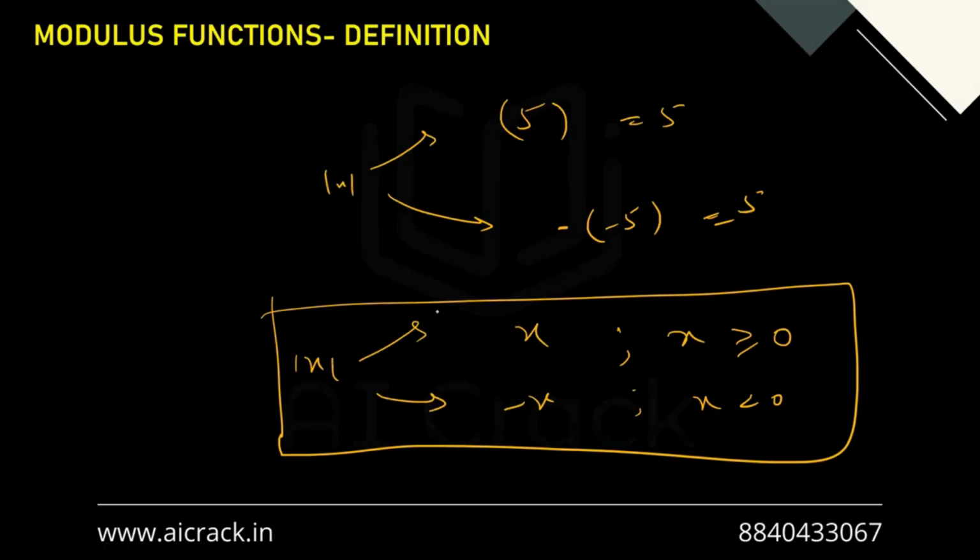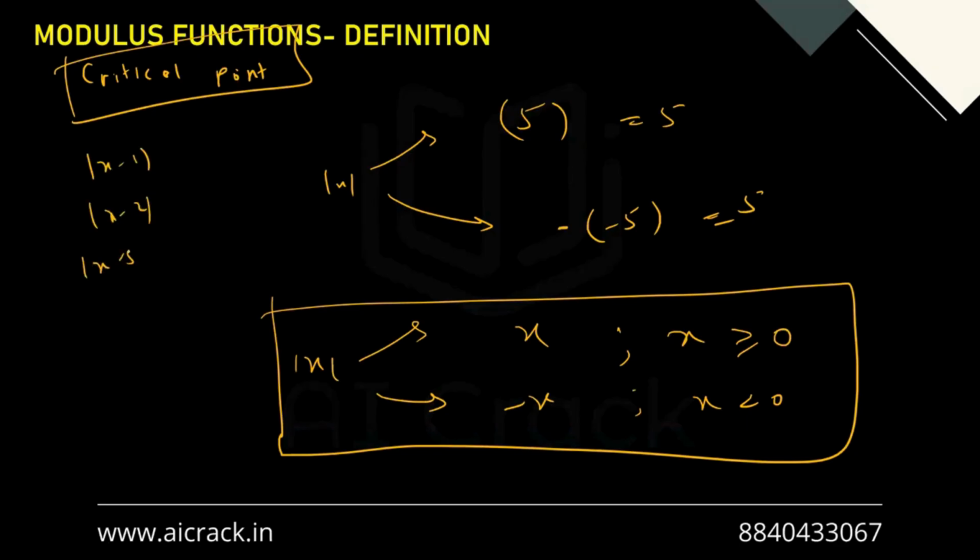And now that we have defined the modulus function like this, let's take it further by defining one more point, that is a critical point. Now what is this point? This is a point where the function inside the modulus is becoming 0. Let's say we have multiple examples. We have x minus 1, we have x minus 2, we have x minus 5. So this inside function is becoming 0 at 1, this is becoming 0 at 2, this is becoming 0 at 5, and this one is becoming 0 at 0, right? So these all are critical points for individual modulus functions.